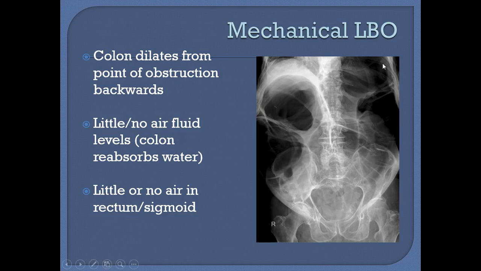Mechanical large bowel obstruction. You can see the gas pattern in the periphery of the abdomen as well, sometimes in the mid abdomen also, and the colon dilates from the point of obstruction backwards. There is little or no air fluid level in a large bowel obstruction because the colon absorbs all the fluid, and there is no air in the rectum or sigmoid.